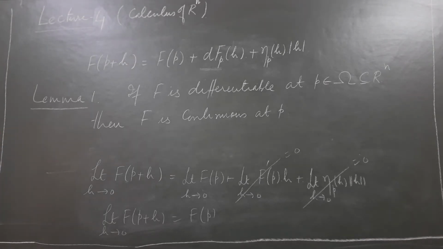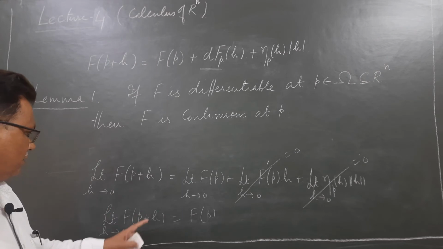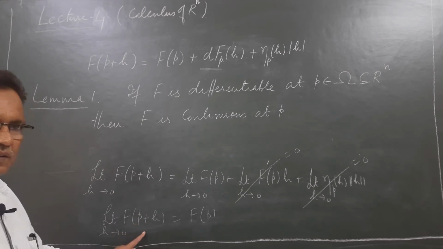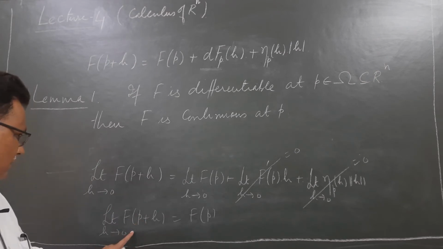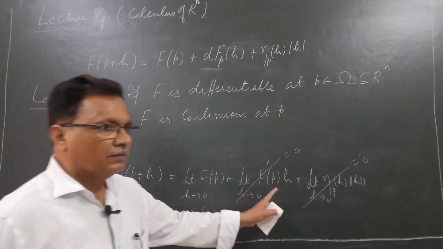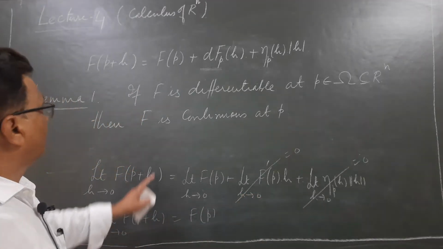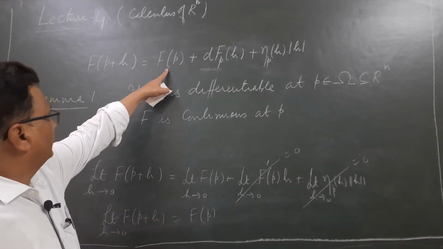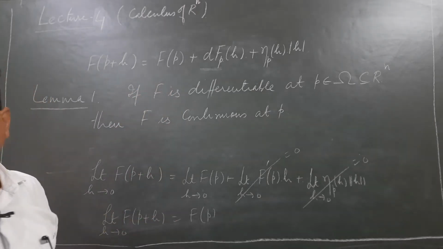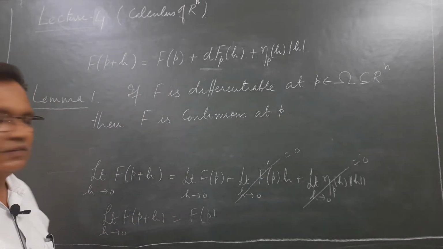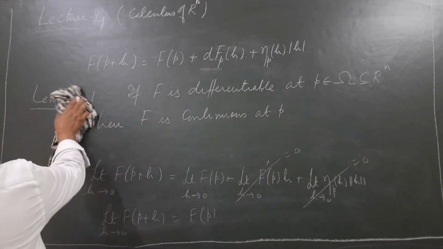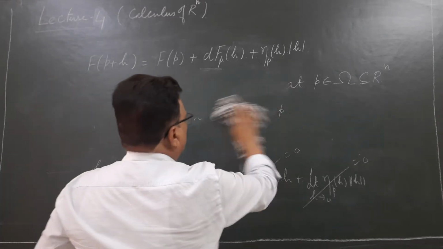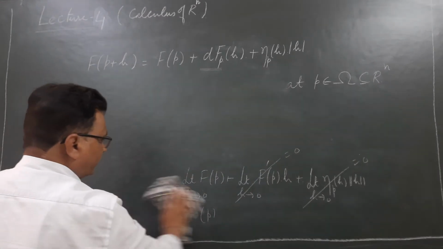Limit f of p is free from h. Yes, that's on the right hand side. Limit h tends to 0, f of p is free from h. I am saying for the first term, that side is not 0, sir. Yes, it is not 0. One is free from h, that side is not 0. It is independent of h, you are right.